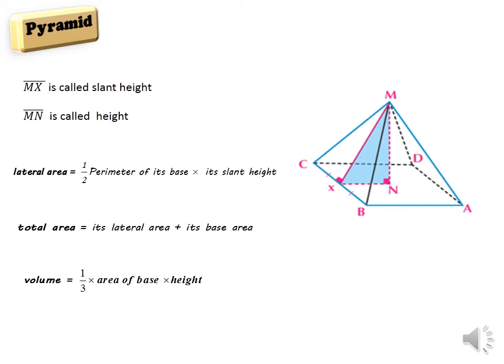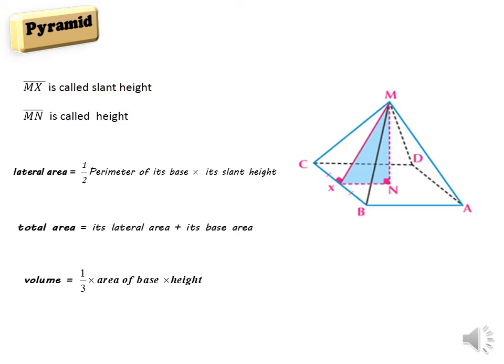Pyramid. We have many types of pyramid. If the base is in the shape of a quadrilateral, that makes it a quadrilateral pyramid, and if the base is a triangle, that makes it a triangular pyramid. If the base is a pentagon, it will be a pentagon pyramid, and so on.